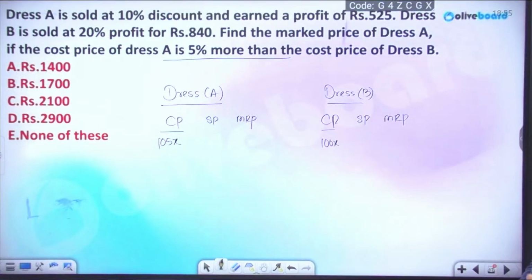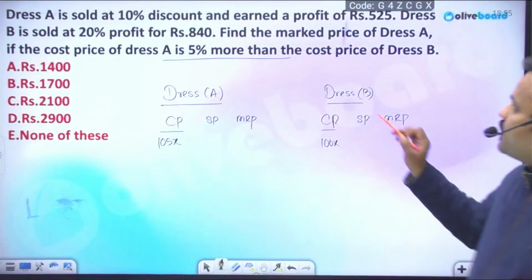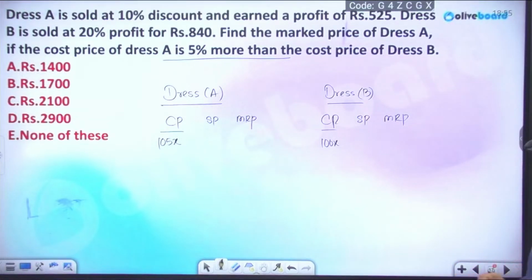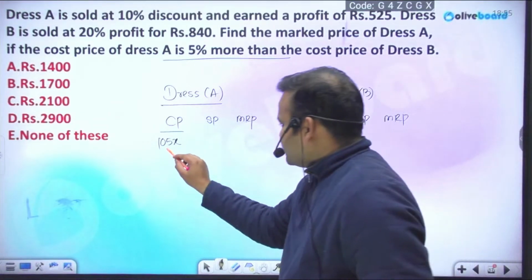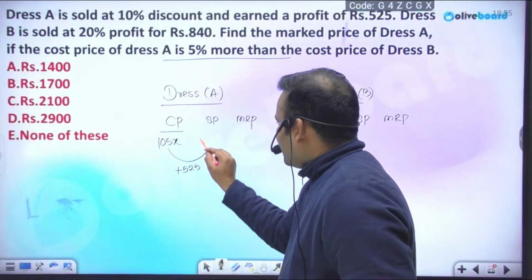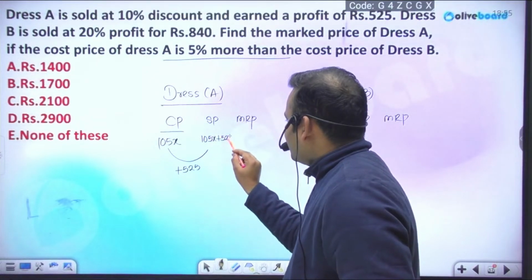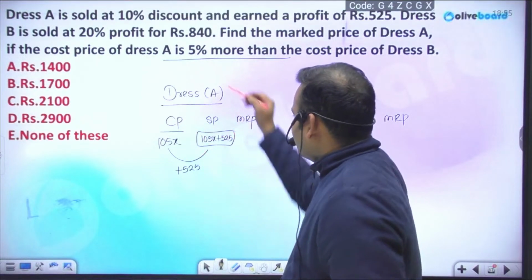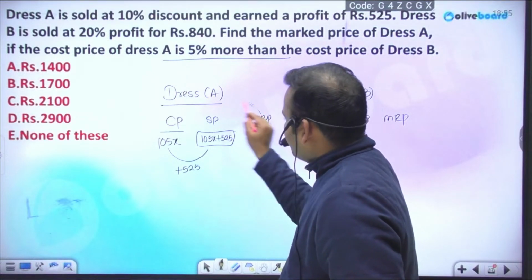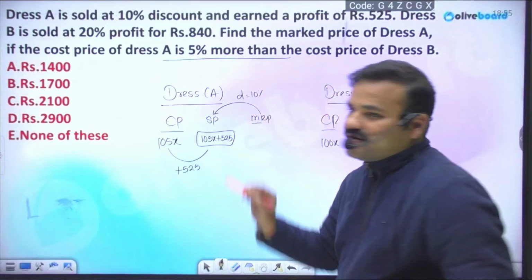Fine. Dress A is sold at 10% discount and earned a profit of 525 rupees. He is making a profit of 525. That means he is selling the particular article at 105x plus 525, isn't it? So this is the selling price and this is the MRP, and this particular article is sold at 10% discount, which I will connect further on.